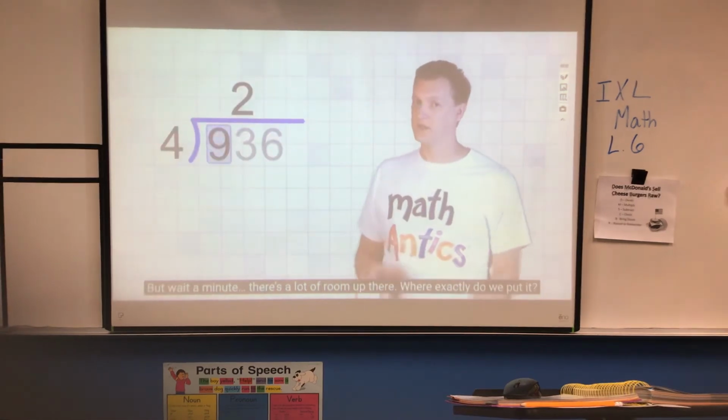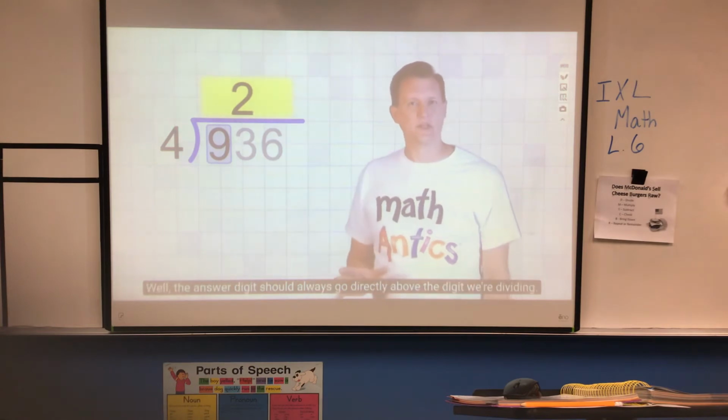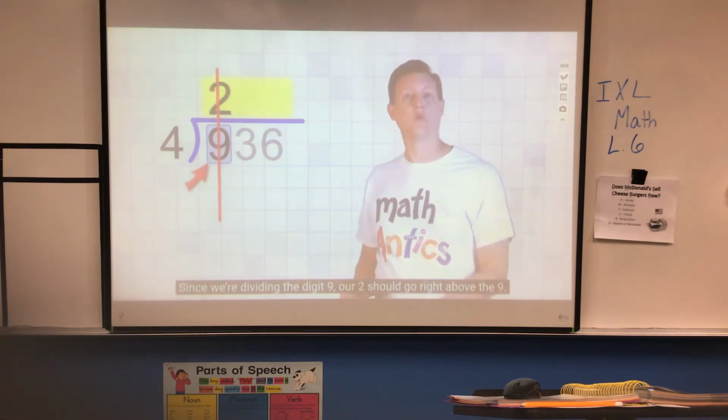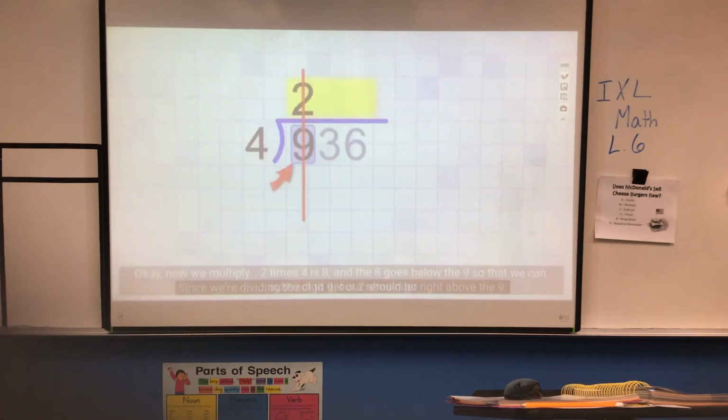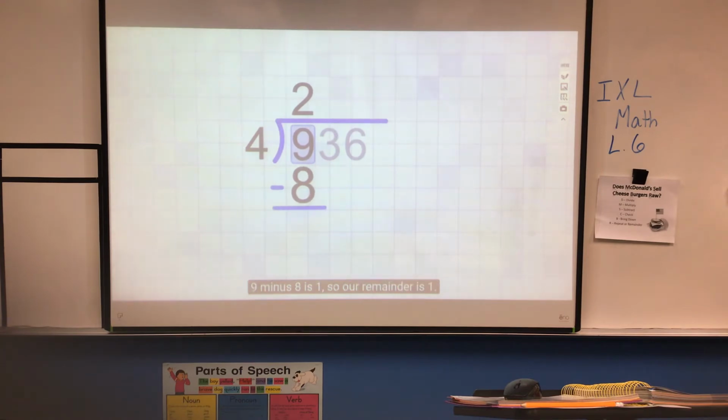But wait a minute, there's a lot of room up there. Where exactly do we put it? Well, the answer digit should always go directly above the digit we're dividing. Since we're dividing the digit 9, our 2 should go right above the 9. Okay, now we multiply. 2 times 4 is 8, and the 8 goes below the 9 so that we can subtract to get our remainder. 9 minus 8 is 1, so our remainder is 1.